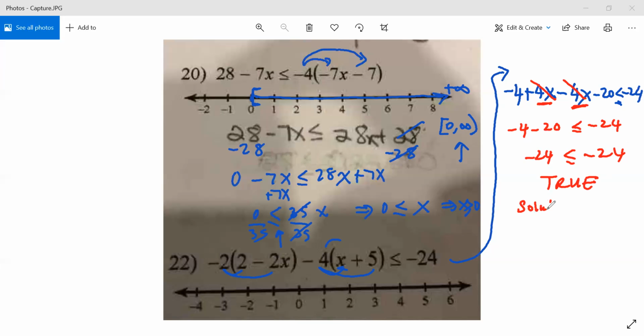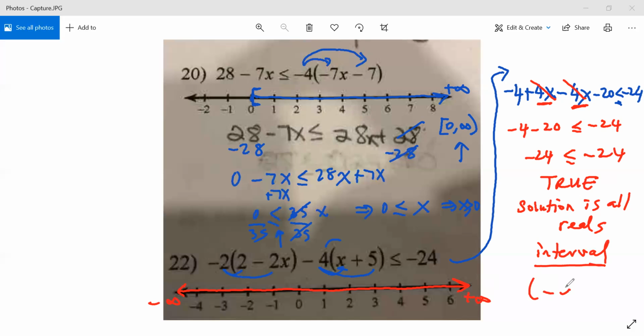So the solution is all real numbers, which is going to be the entire line. Every possible number you can think of on this entire line from -infinity to positive infinity. So if I write my solution as an interval, I will just say -infinity to positive infinity, which is the same as saying all real numbers as a solution. So basically, that's it.